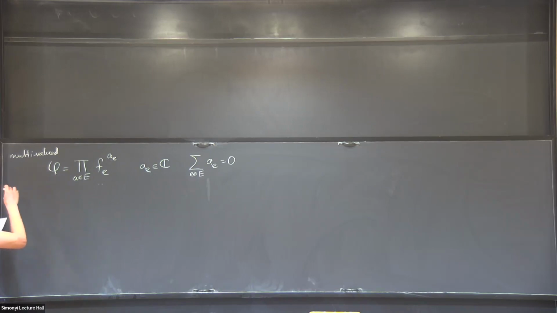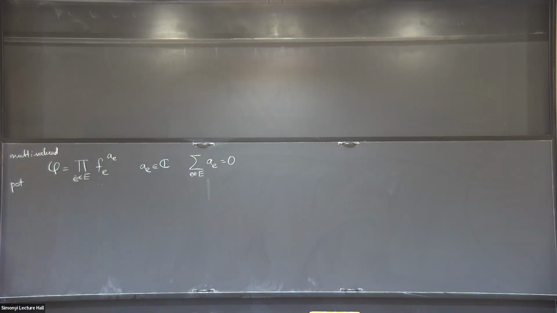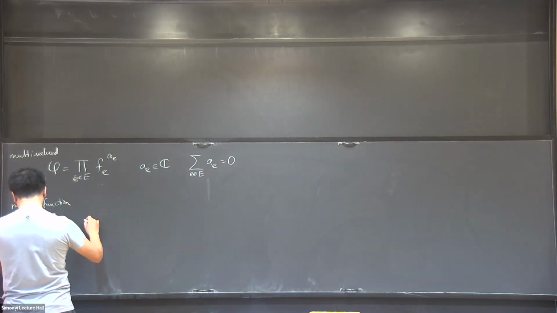This thing has a lot of different names. The product is over E, not A, right? Under the product. Thank you. So it's sometimes called potential, twist, or master function. Depending on the context, it's given a lot of names. So this thing is a multi-valued function, but d of it is a one-form, and it is a well-defined algebraic object.